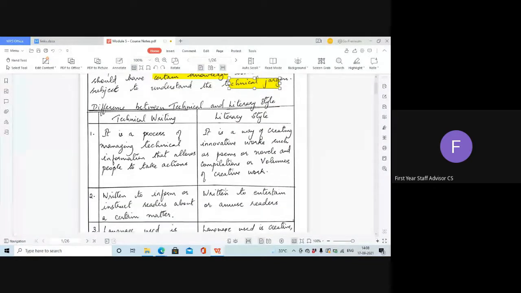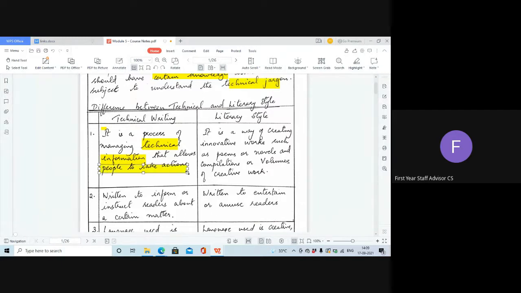The first difference is that technical writing is the process of managing technical information. It manages technical information that allows people to take action. We read through that technical information, like if something happens to your phone, you look at the manual, read through the manual and follow the steps to correct the error you had seen. So technical writings usually convey some information that allows people to take some action.